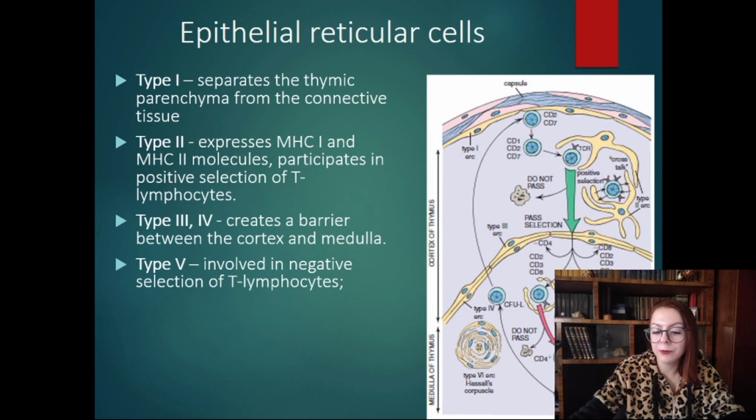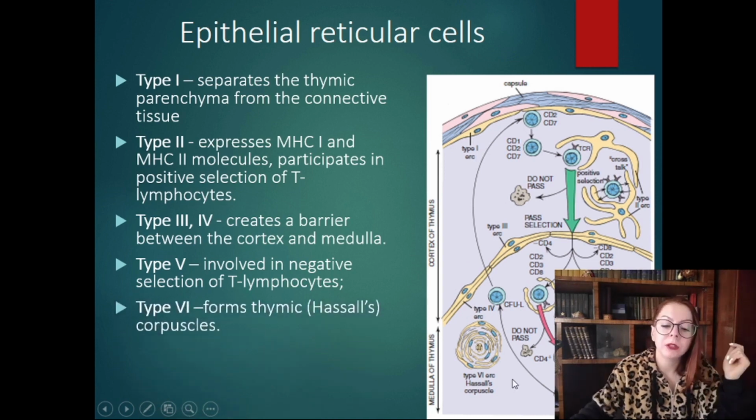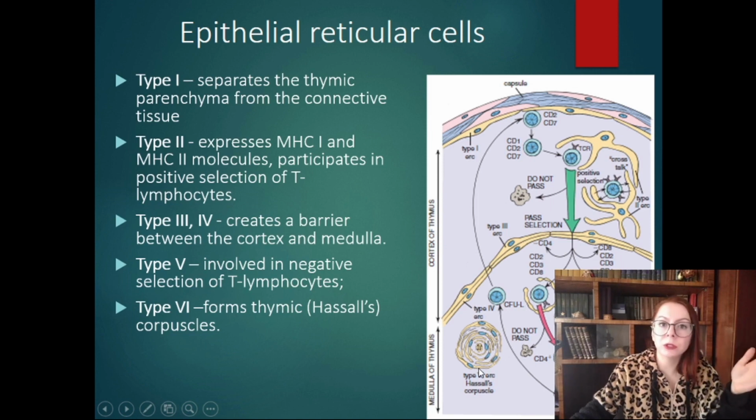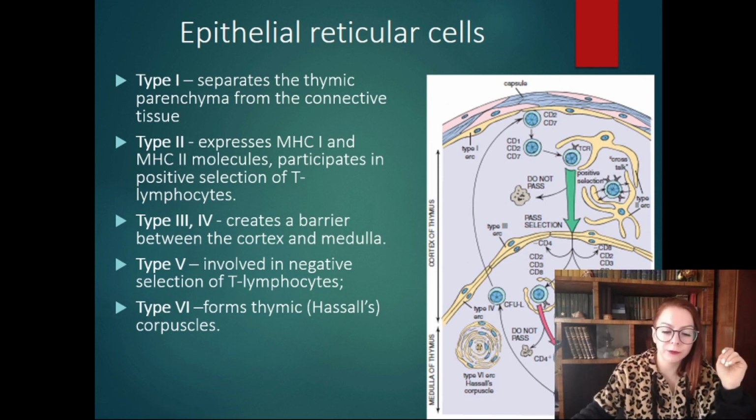Then type 5 of epithelial reticular cells, they work in the medulla and they participate in the further selection and differentiation of T lymphocytes. So this is the function. And type 6, these are the cells forming concentrical structures of epithelial cells, which are called Hassel's corpuscles. Hassel, this is the name of the author. So those corpuscles, their functions are not very well known. We know that their number increases with aging or with accidental involution, and they also produce some hormone-like structures affecting the differentiation of T lymphocytes.